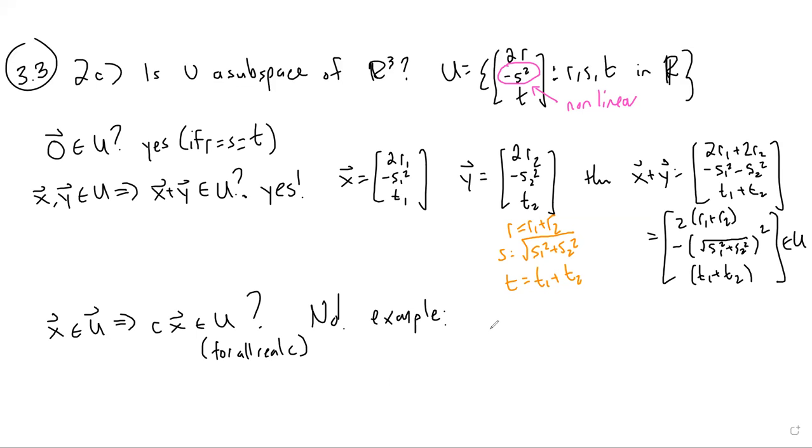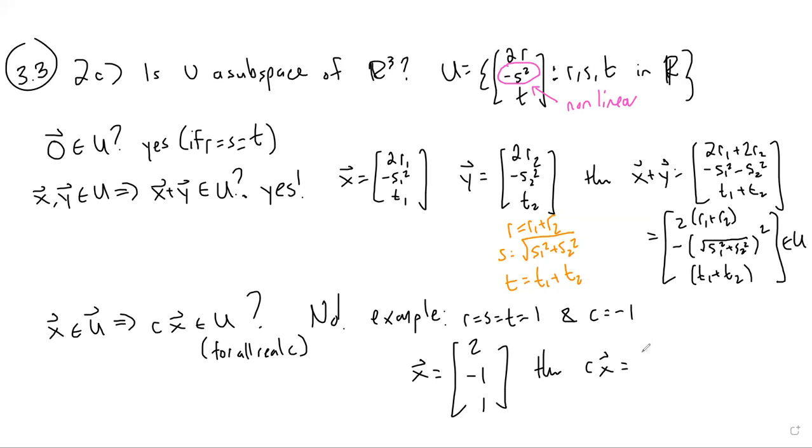So for example, if I choose r = s = t = 1, then my x vector is going to be (2, −1, 1). I'm also going to choose, let's say, c is −1. Then cx is going to be (−2, 1, −1), but this is not in U, and that's because there's no s that's going to make this happen. There's no s with −s² = 1. That's impossible. So in fact, this is not in U.